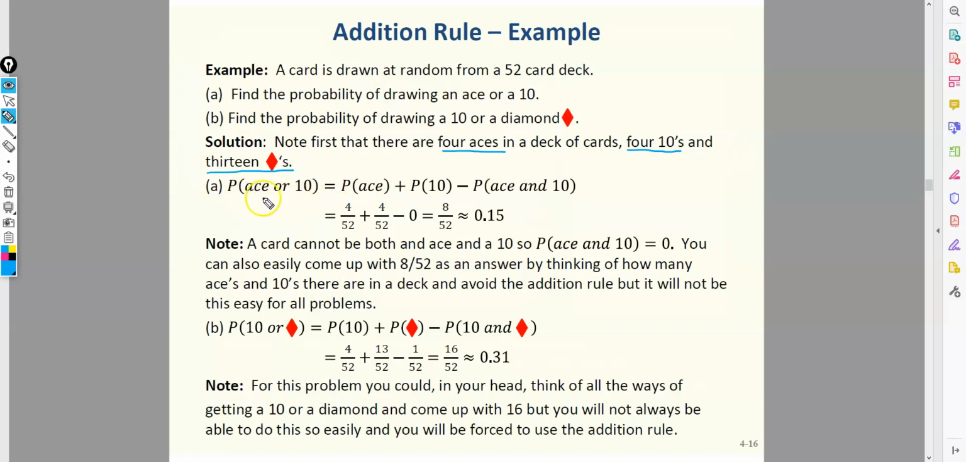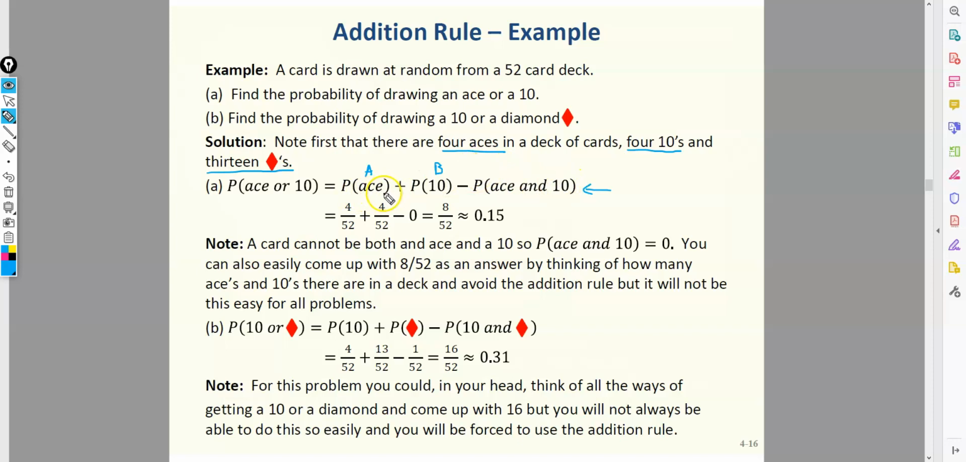So for part A then, the probability of an ace or a 10 is going to be the probability of an ace plus the probability of a 10 minus the probability of an ace and a 10. That's following our addition rule. You see the ace is like the event A and the 10 is like the event B, thinking back to our addition rule, and then we have A and B right here.